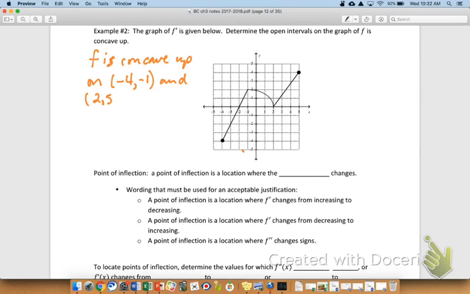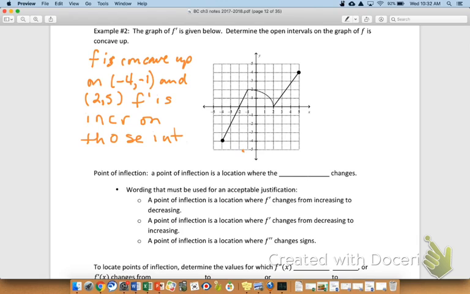Because f prime is increasing on those intervals. On those intervals. I'll just put INT for intervals. Okay. Jack, well done. Good explanation. Correct intervals. You good? Yes.